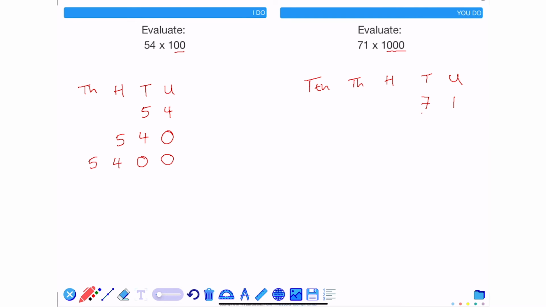So the 7 will move from the tens to the hundreds, thousands, and then 10,000s column. So it will go there. The 1 likewise will make 3 places move, so this will go in the thousands column. And this number will now have 0 hundreds, 0 tens, and 0 units. I've now made this number 1,000 times bigger.